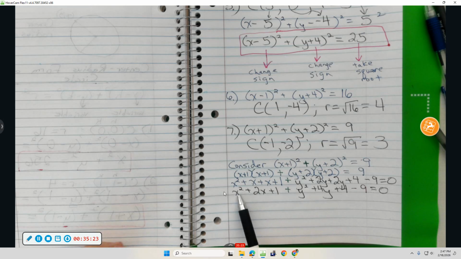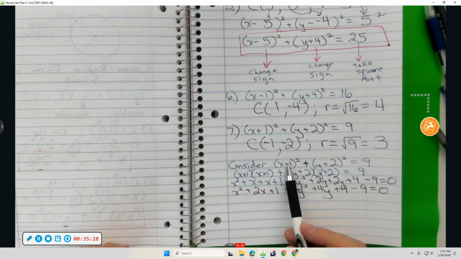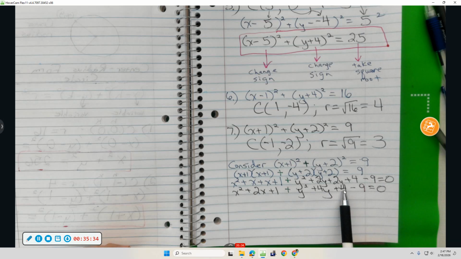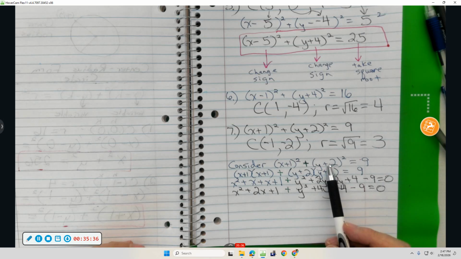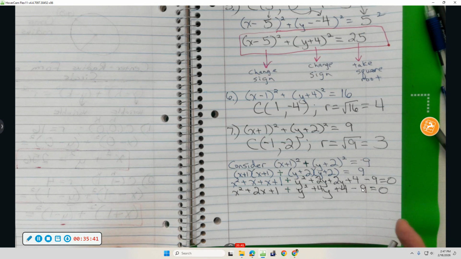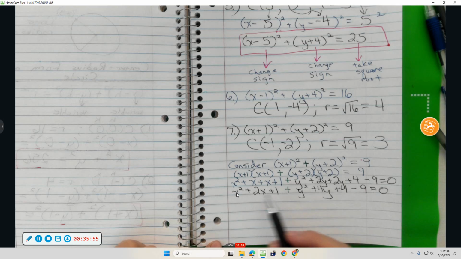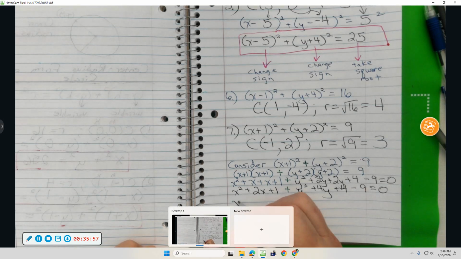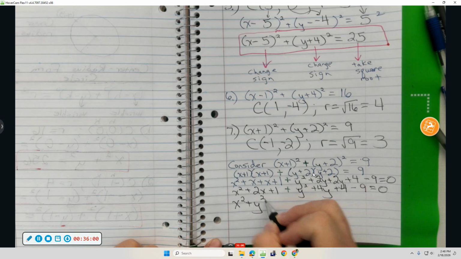X squared plus 2x plus 1. Those first three terms came from the x plus 1 quantity squared. Y squared plus 4y plus 4 came from the y plus 2 times y plus 2. That minus 9, we just move the constant over. Now, we're going to write the terms in descending order, alphabetically, based on powers, and combine any remaining like terms. So we'll put the square terms first. We'll put an x squared plus a y squared.